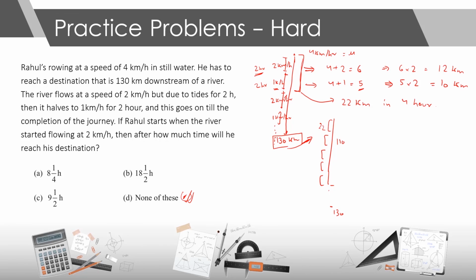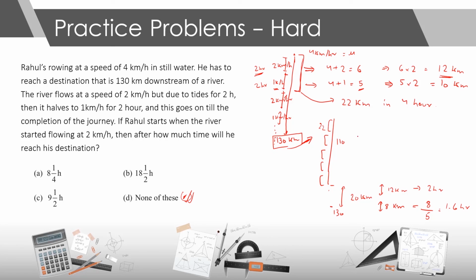But if you want to find out the correct answer, he has traveled 110 kilometers. Now only 20 kilometers are left. Now the first 12 kilometers will be traveled at 6 km per hour. So that is also subtracted. That will take 2 hours. Now the remaining 8 kilometers are to be traveled at a speed of 5 km per hour. So that will take 1.6 hours.